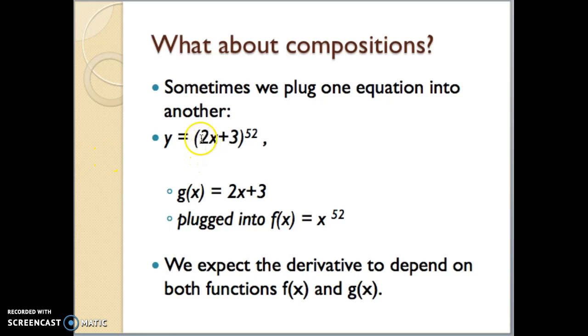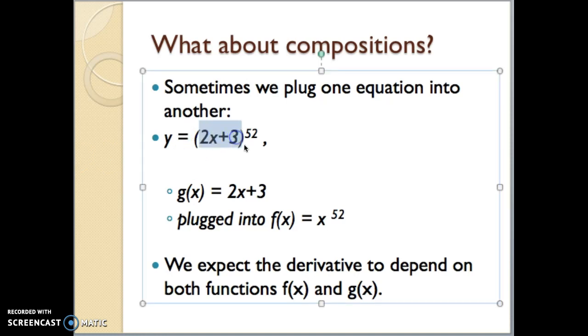So g of x is this piece here, the small function that is on the inside, and it is plugged into the piece of the function where you're raising it to the 52nd. And we would expect the derivative to depend on both functions f and g. If we're both finding a linear equation, 2x plus 3, and then plugging that into the x to the 52nd, we would expect that both of those pieces actually tell us a little bit about how the function changes.